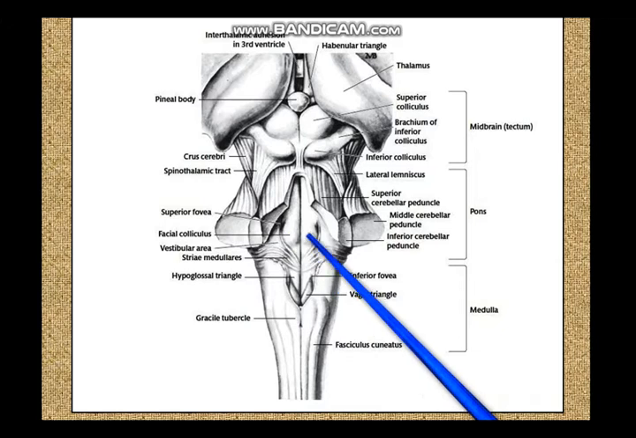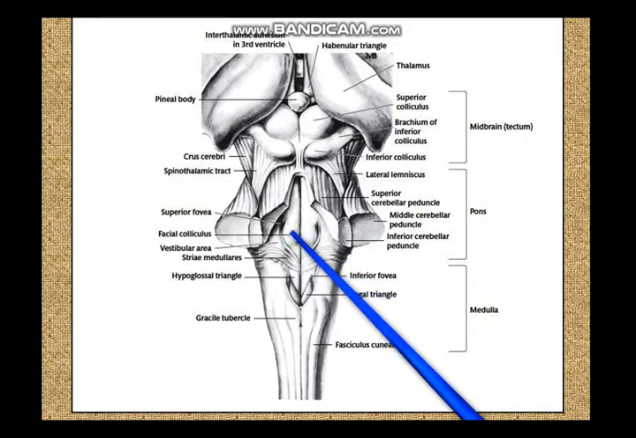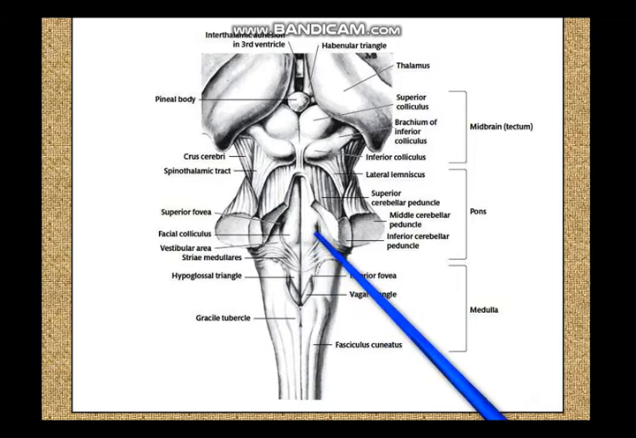colliculus. It is not the nucleus of the facial nerve or the motor nucleus of the facial nerve that is actually causing this elevation. It is rather the nucleus of the abducent nerve which is looped by the fibers of the facial nerve. So facial colliculus over here.